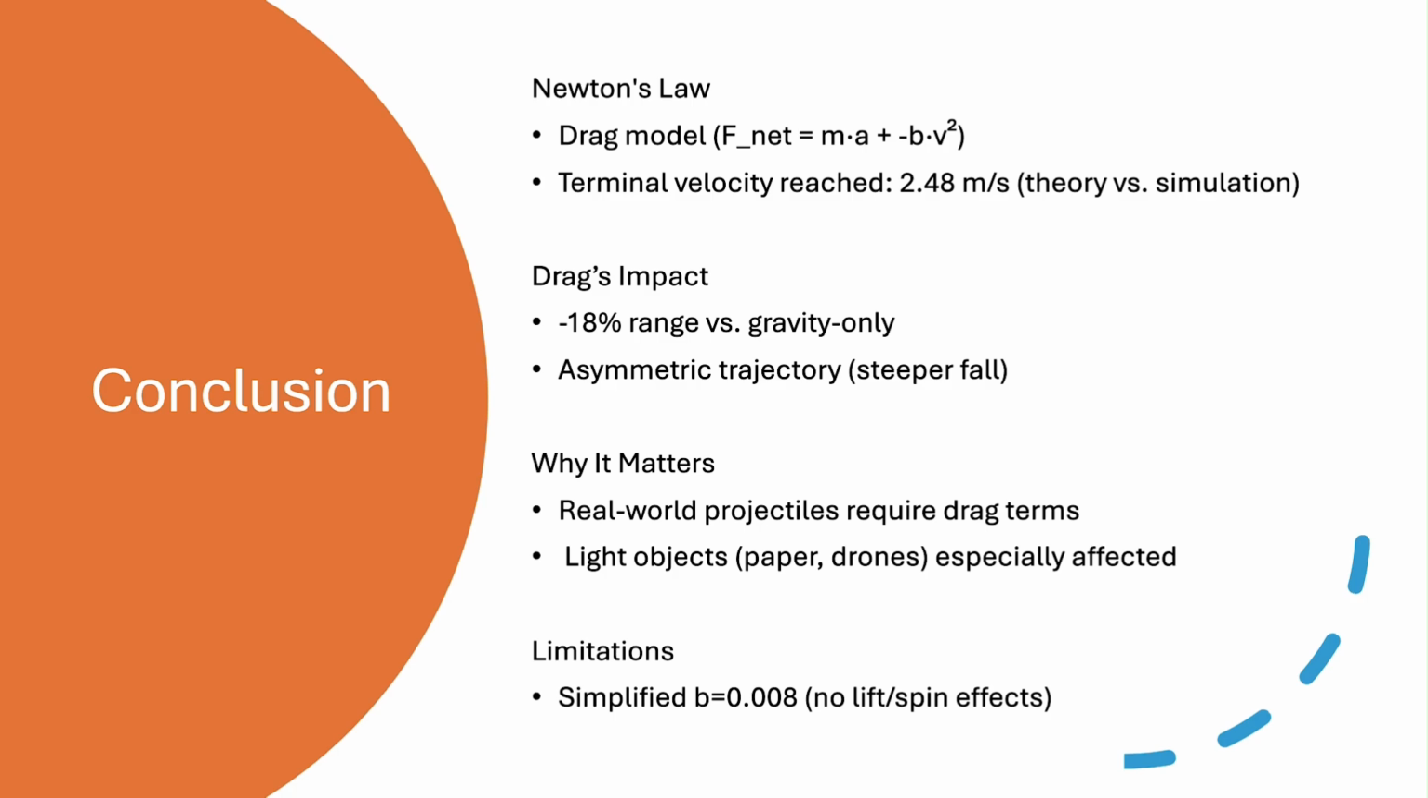These insights matter because real-life projectiles, especially light objects like paper or a drone, are heavily influenced by drag, requiring accurate modeling for projections. However, our simplified drag coefficient, where b is set to 0.008, ignores lift and spin effects. So this will ultimately leave room for refinement, as drag transformation idealizes the physics of real-world behavior.